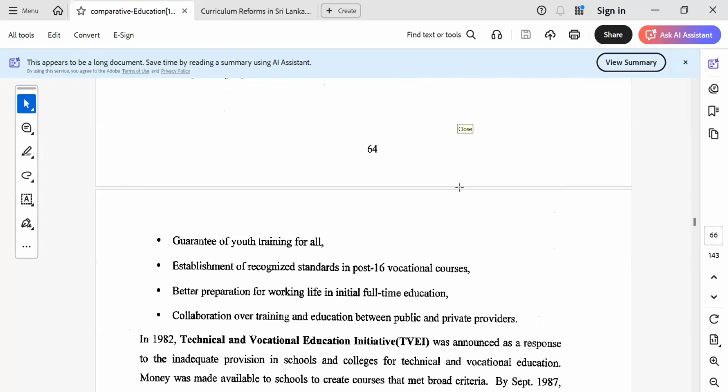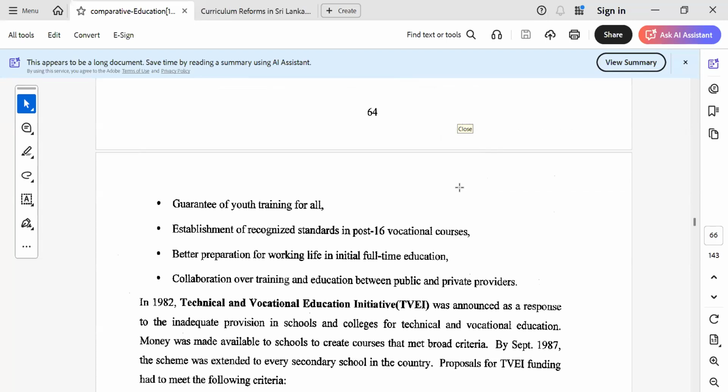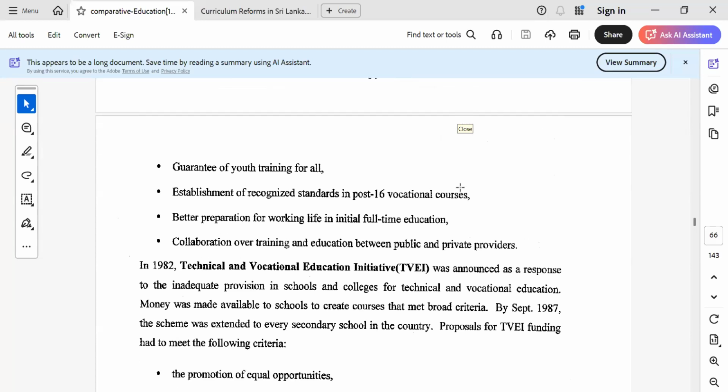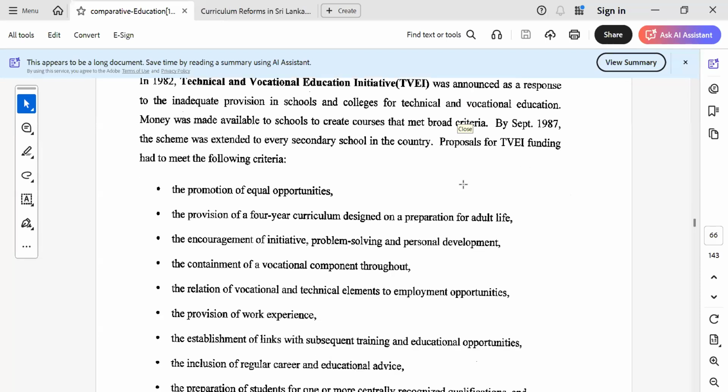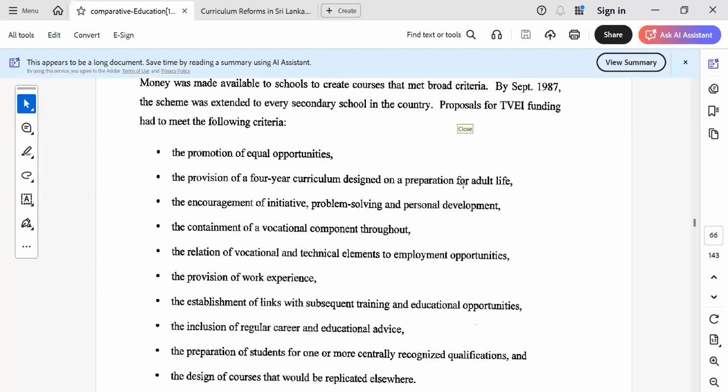Guarantee of youth training for all, establishment of recognized standards in post-16 vocational courses, better preparation for working life in initial full-time education, collaboration over training and education between public and private providers. So you can see they are moving to the technical and vocational side. That's what the Sri Lankan government also introduced, these NVQ levels, technical and vocational, especially the vocational side.